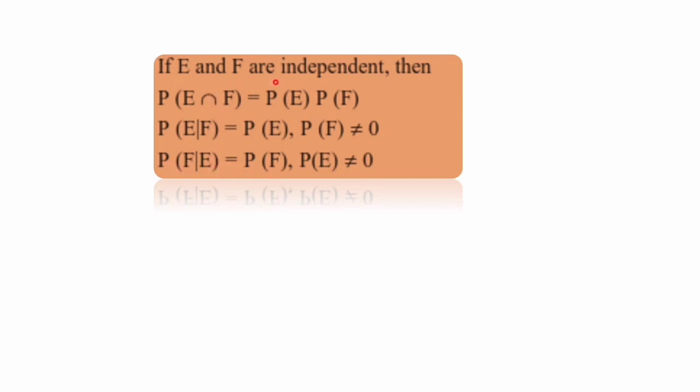E and F are independent means this condition must be satisfied, that is P of E intersection F is equal to P of E into P of F. And two more results: P of E given F is equal to P of E. In the previous example it was clear that the occurrence of F does not affect the occurrence of E, so P of E given F is P of E itself. And here also the same thing: P of F given E means the occurrence of E does not affect the occurrence of F. So P of F given E is also P of F, provided P of F and P of E are not equal to 0.